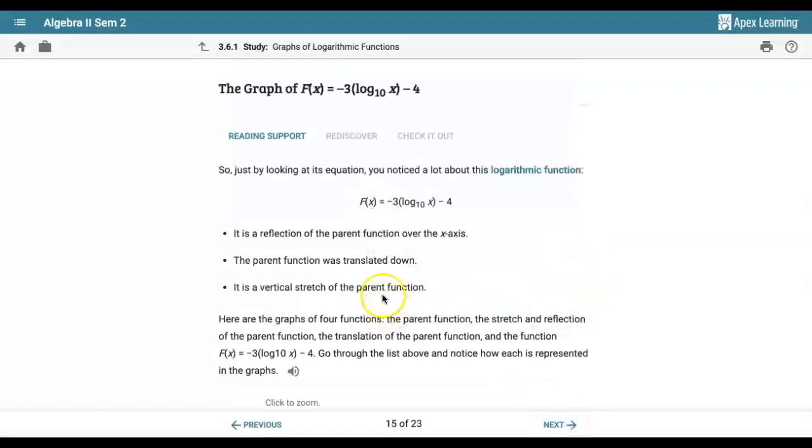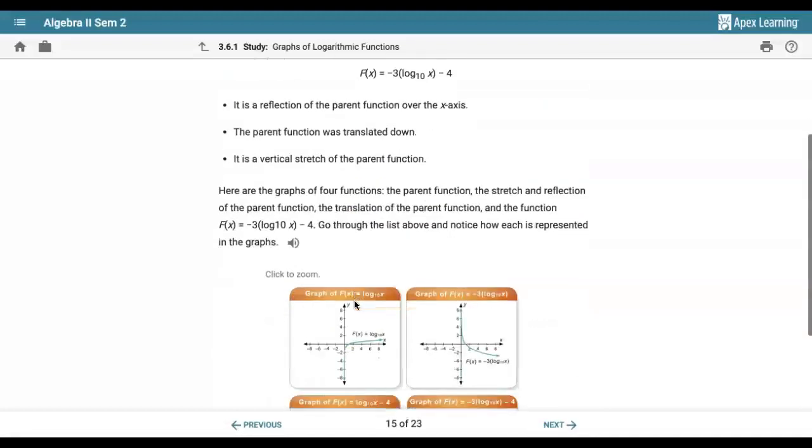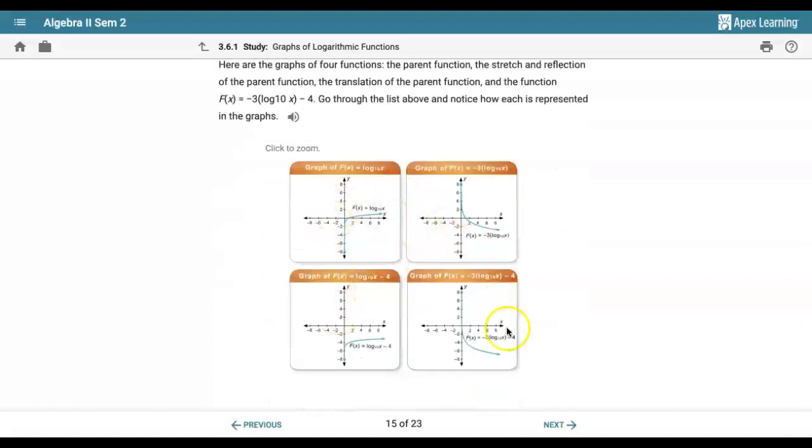All right, so again, those are the 3 questions: reflection, translation, stretch, or compression. You can take some time to dissect what this means individually here, but obviously we shifted down, we stretched and we flipped, and then adding it all together will look like this function here.